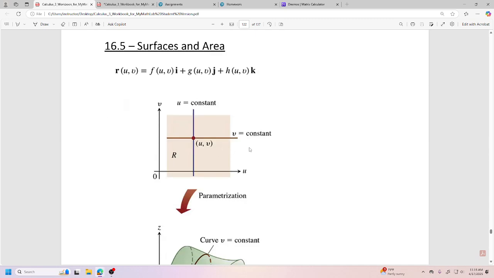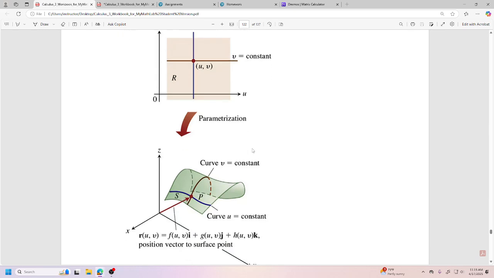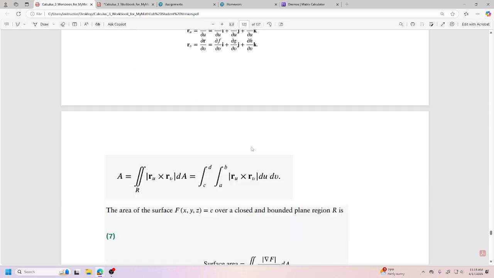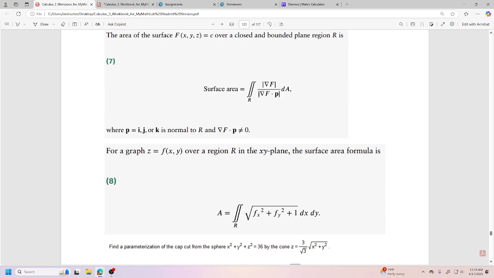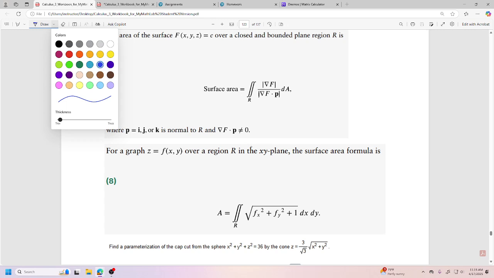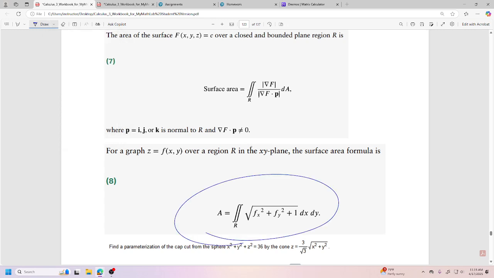Surfaces and area. I gotta say, this section was deceiving to me. They want to talk about this U and V substitution, I guess you would say. But really, the whole big thing here is right here. That's what the whole section's about. And by area, they mean surface area. So surface area, how do you find it? There's your formula. Super easy. Cool with that, yes?